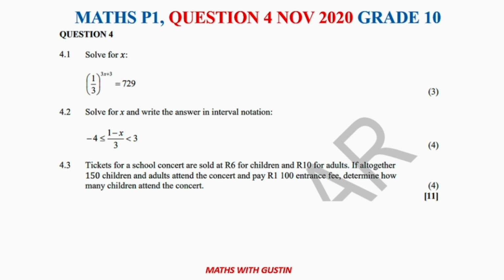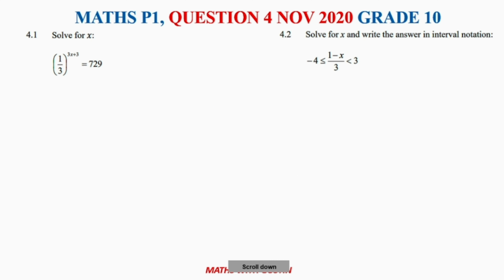What's up, everybody? Welcome to November 2020 question for grade 10 maths paper 1, where it is divided into 4.1 up until 4.3. We've got a solve for x, we've got an inequality, and we've got a word problem right there. Let's deal with this question starting with question 4.1. We are required to solve for x. It involves some exponents here as well. Let's go ahead and deal with this one.